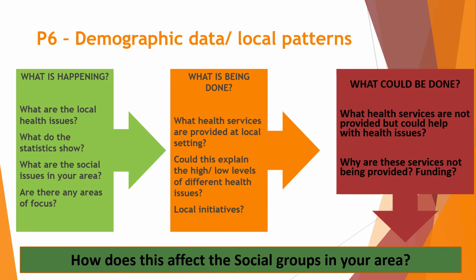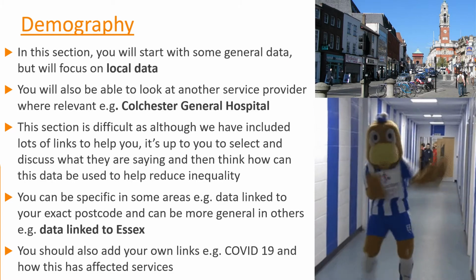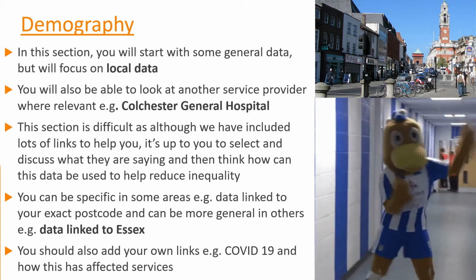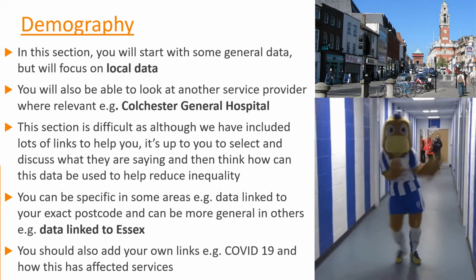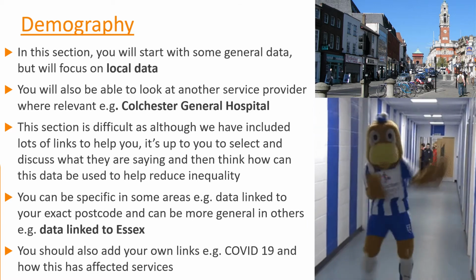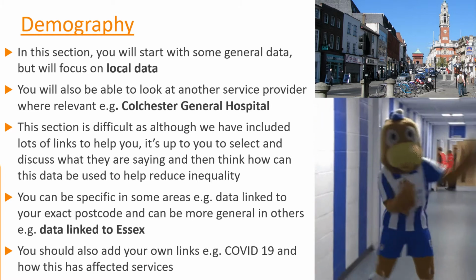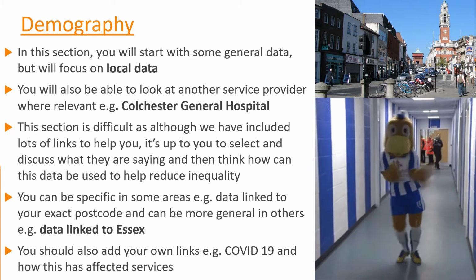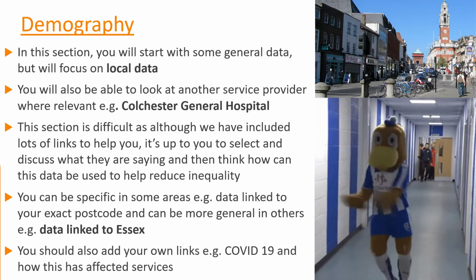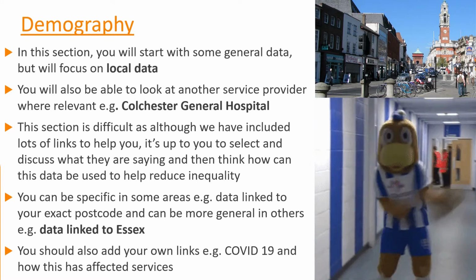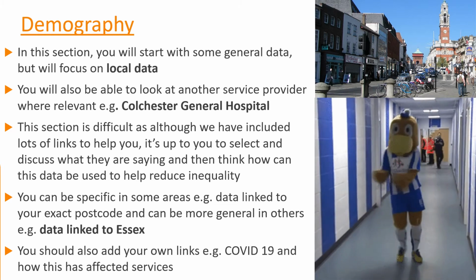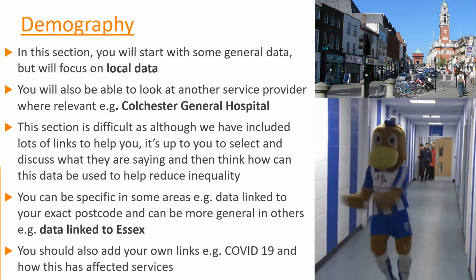What services are not being provided? What issues are not being addressed? What problems are there in your area? And obviously this comes back to your social groups as well. Who is being affected? Now, as I said before, my local area is Colchester and Essex. And again, you're looking at local data. You're trying to expand and discuss the issues in your area. So in my case, a lot of this data is going to be linked to Essex because that's where we are. You can also bring in your own links. Think about things like COVID. How has COVID affected your area? And what is going on?